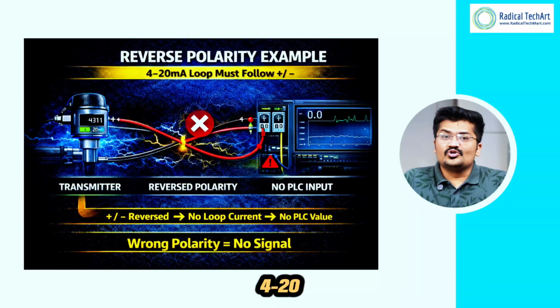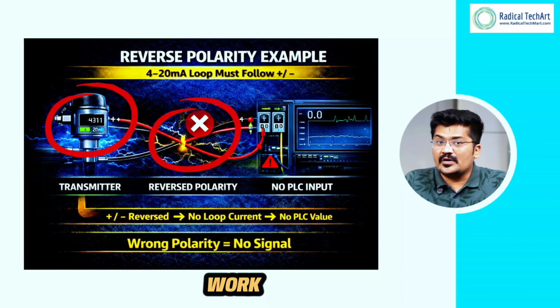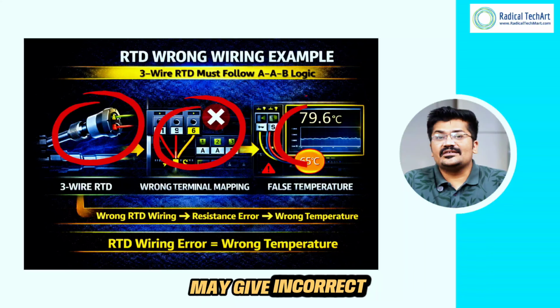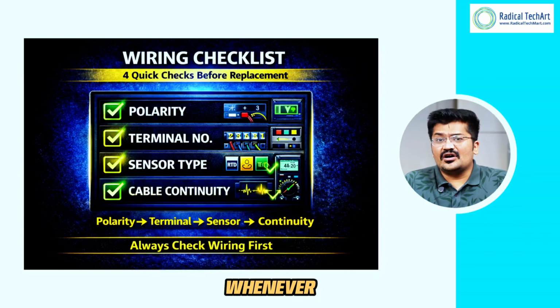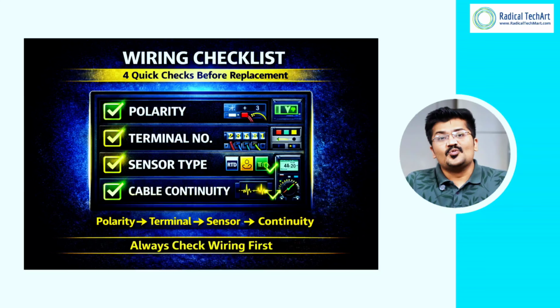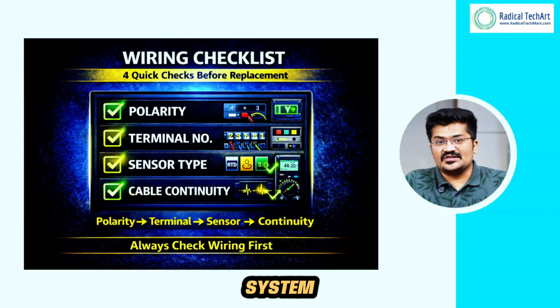For example, a 4 to 20 mA transmitter connected with reverse polarity may not work properly, or an RTD sensor connected incorrectly may give incorrect temperature readings. Whenever a measurement problem occurs, one of the first things to check is the wiring connections. Correct wiring is essential for proper system operation.